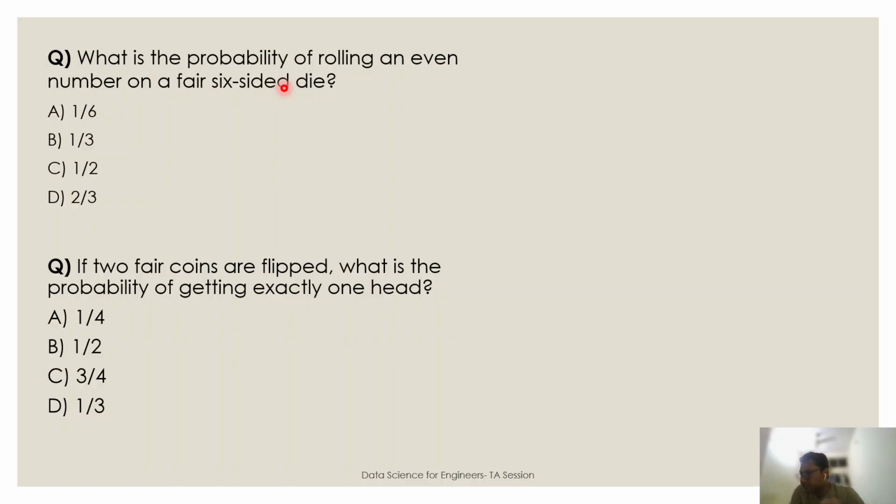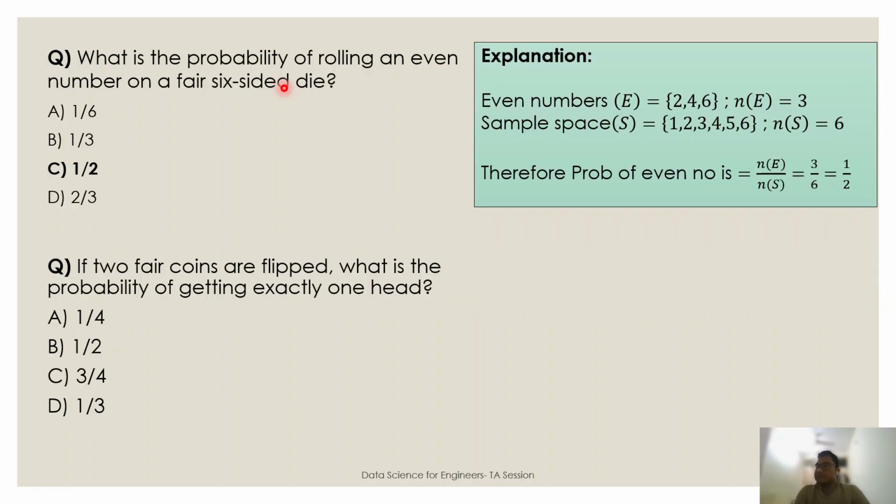Most of you answered C, so yes, your answer is correct. For those who were not able to answer, we will see the reason behind it. The question asks for the probability of rolling an even number. First of all, for those who don't know, an even number is any number that leaves a remainder of zero when you divide it by two.